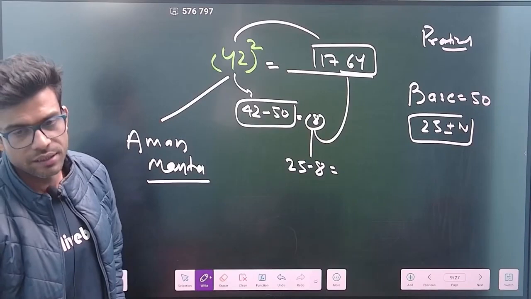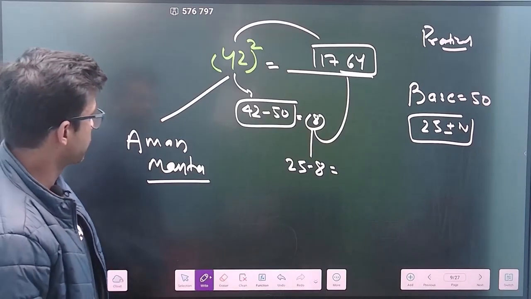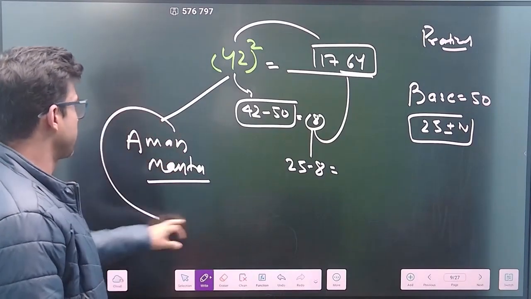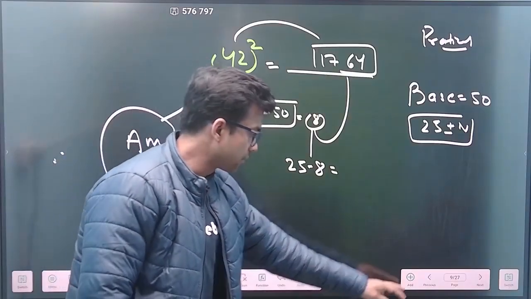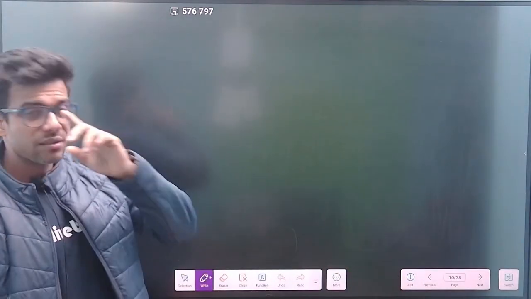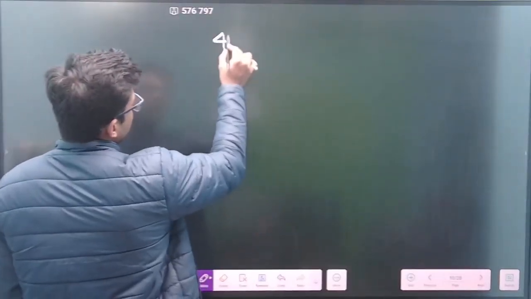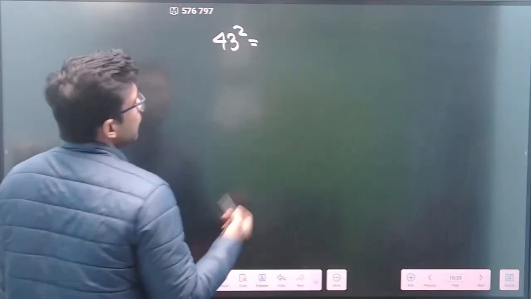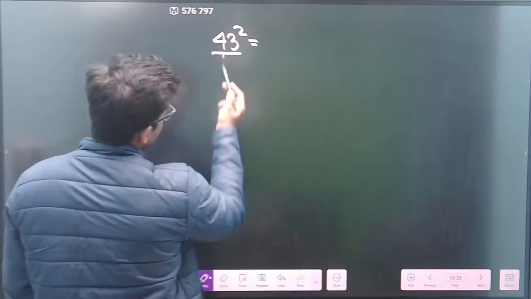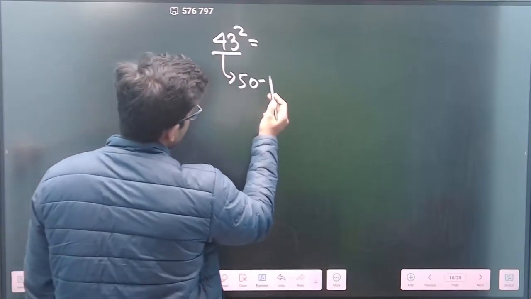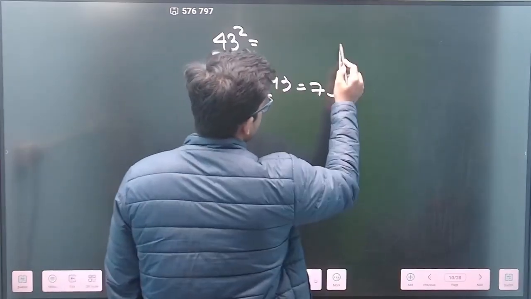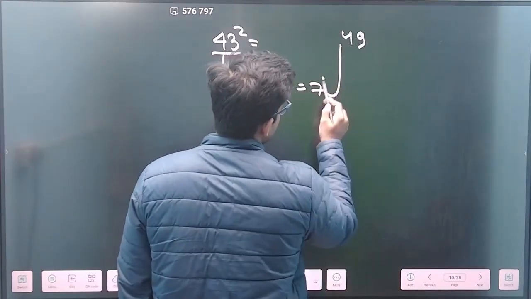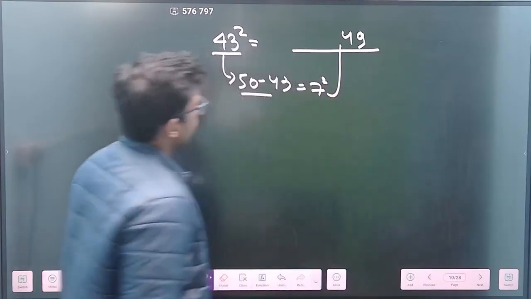Now you would ask me, sir, take some other examples so that we can have a clear vision. I named this the Aman Mantra. You can use it in your life so you don't get puzzled. Let me take another example: 43 ka square. This number 43 is how much less than 50? 50 minus 43 is 7. Write down 7 ka square over here. 7 ka square is 49.